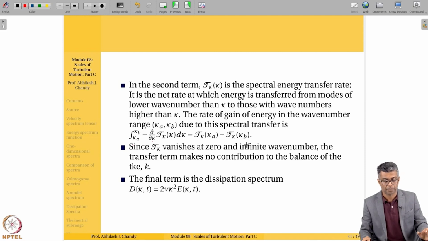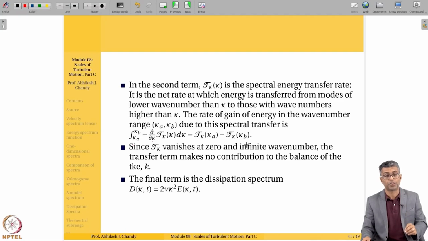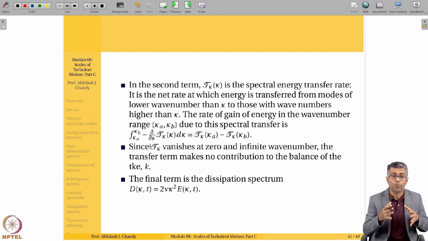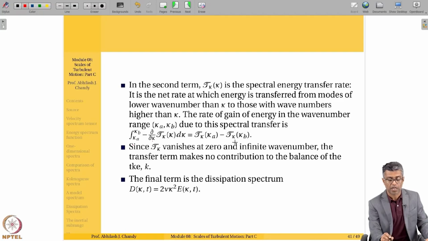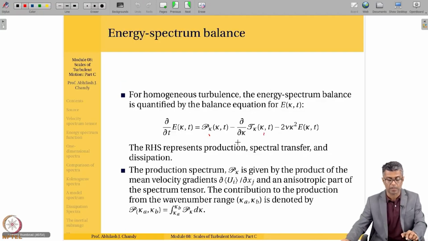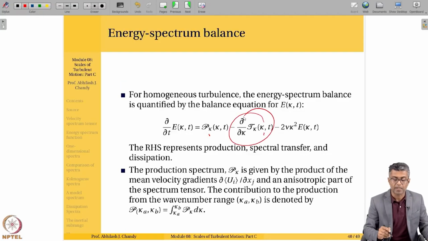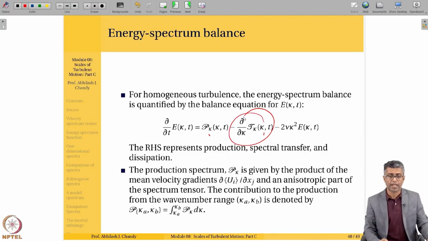I hope this is clear. Here what I have done is I have tried to find out the rate of gain of energy in the wave number range due to the transfer. So the rate of gain of energy with respect to wave number, and I am integrating that to find that out. Okay, so that would be T kappa of kappa A minus T kappa of kappa B. This term here is the second term in the energy spectrum balance. I am just integrating that term.